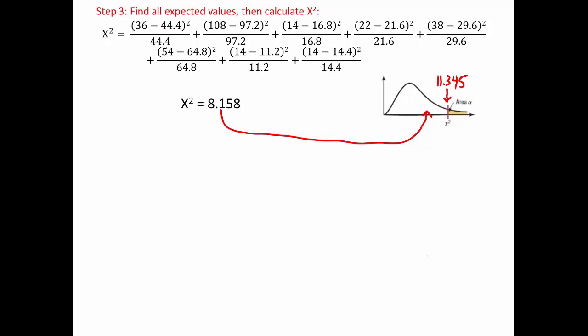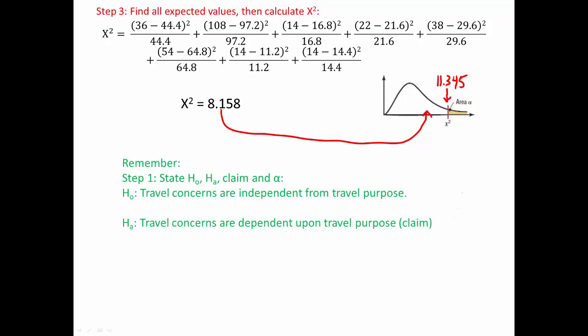Now listen, this is what a lot of people have trouble with here at the end. So what I did is I wrote step 1 again as a reminder. What this means then is this is the fail to reject region. But if you fail to reject this, what does it mean about H sub a? You reject it. So that's what you have to do, because that is your claim.